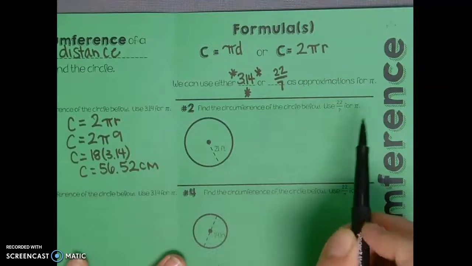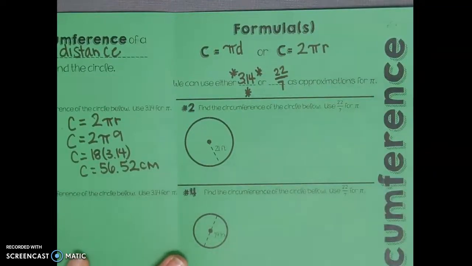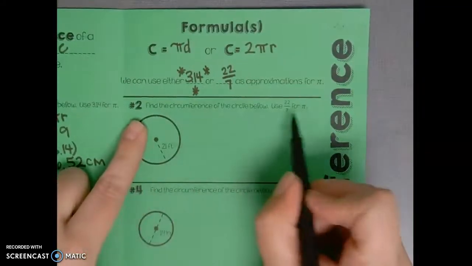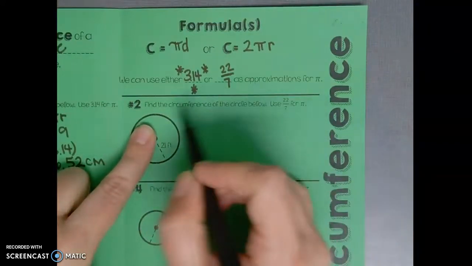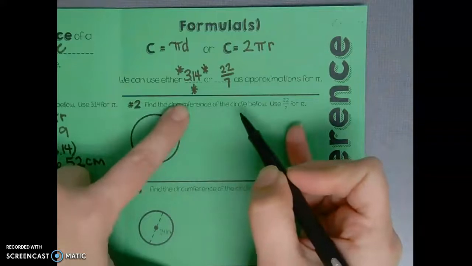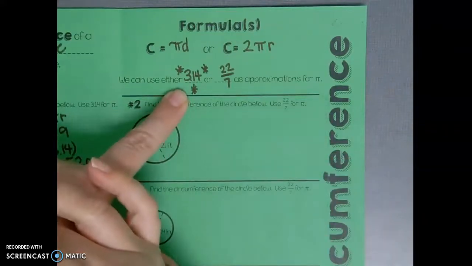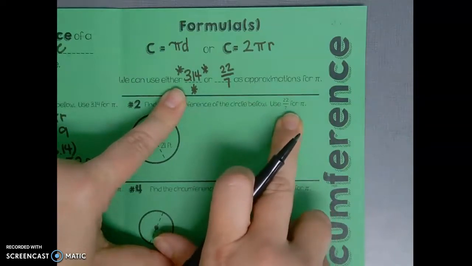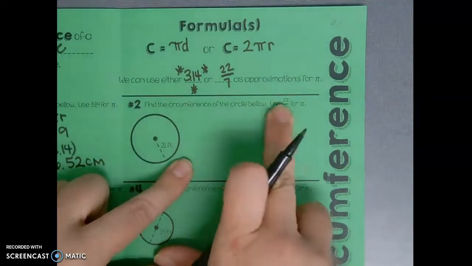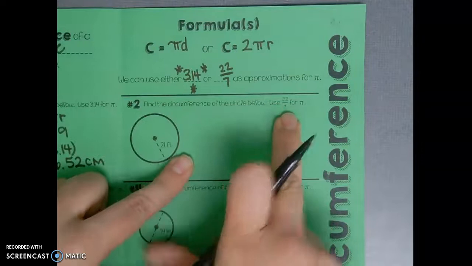Okay, for number 2, find the circumference of the circle below. Use 22/7 for pi. Okay, on number 2, you'll notice that they're asking you to use 22/7 for pi. Guys, they'll always specify. I just think you're going to be used to seeing 3.14 a lot more often, but we can also use the ratio of 22/7. So this time they're asking us to use that, so we're going to go ahead and use it.